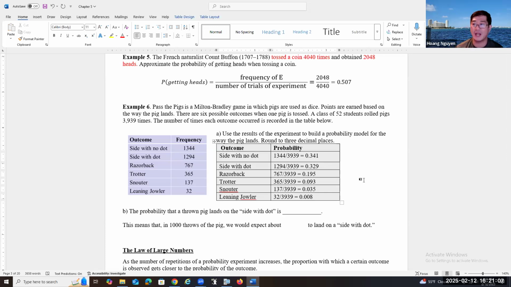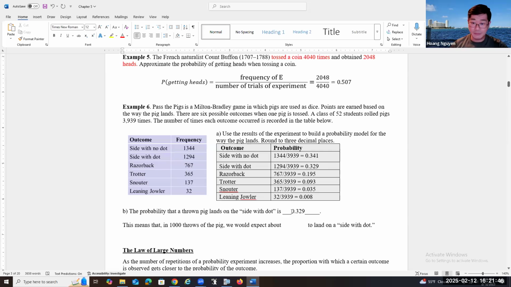We take the frequency divided by the number of trials. That's the relative frequency, and we use this relative frequency to approximate the probabilities of those events or outcomes. Now, question B: the probability that you throw the pig and it lands on the side with dot. Based on the table, we got 0.329. So that's the probability that the pig lands on the side with dot.